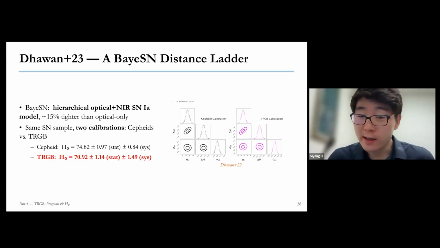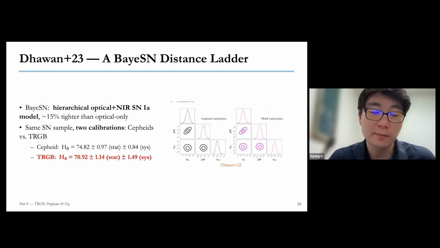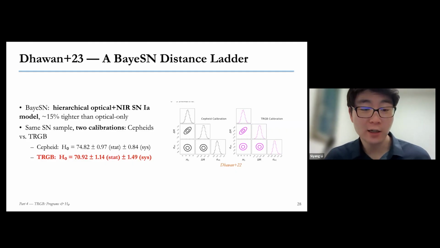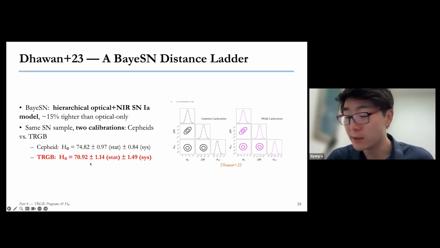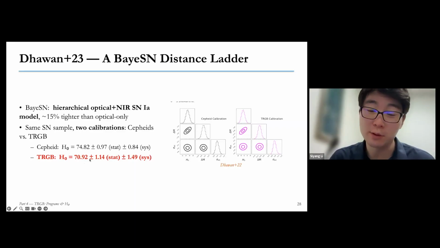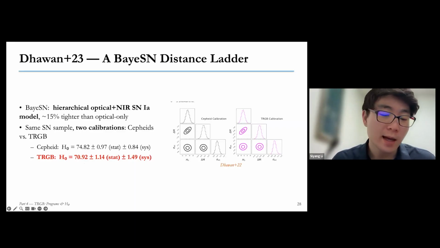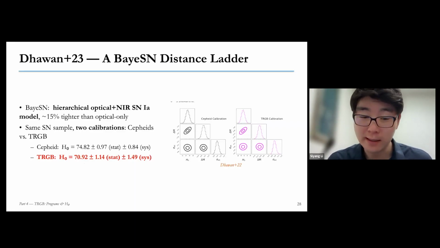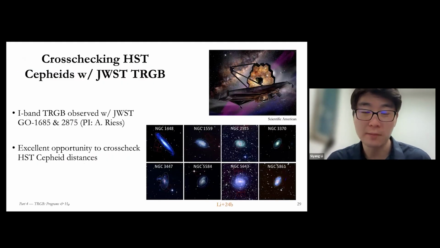Now, I did also want to acknowledge another H naught measurement, TRGB based, also published by Suhail back in 2023. Here he used a combination of optical and near-infrared Type 1a supernovae. In this case, he looked at using both Cepheids and TRGB to calibrate the Type 1a supernovae. For TRGB, the result is around 70.92, or around 71 kilometers per second per megaparsec. And so, again, that's another example of another independent team, another independent method, using TRGB to measure the Hubble constant.